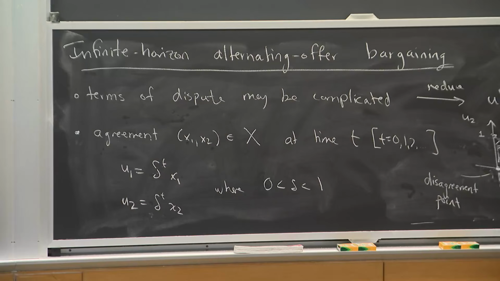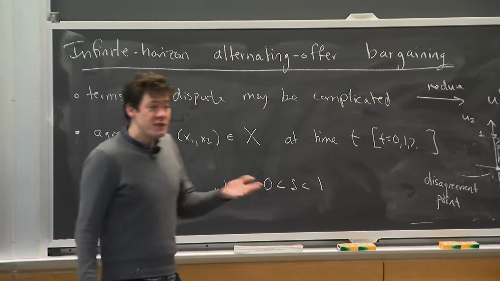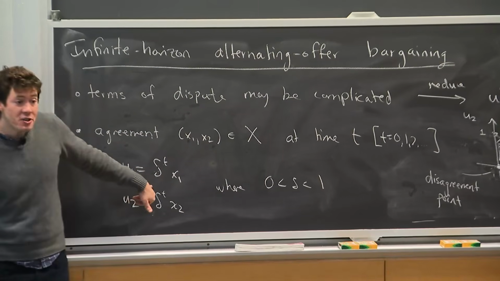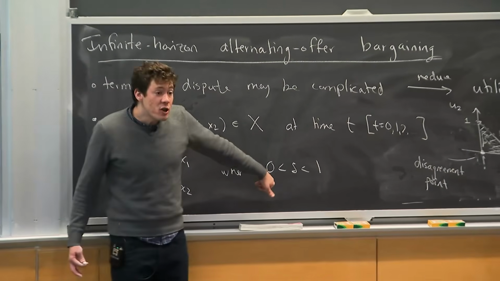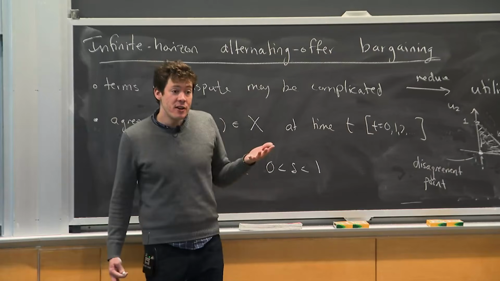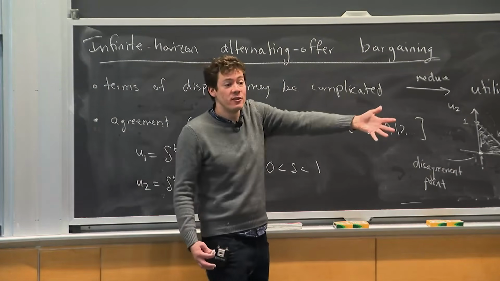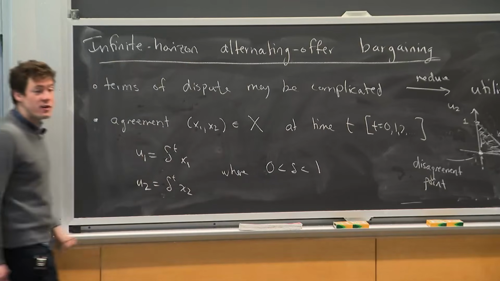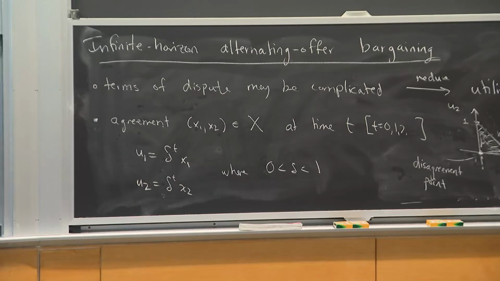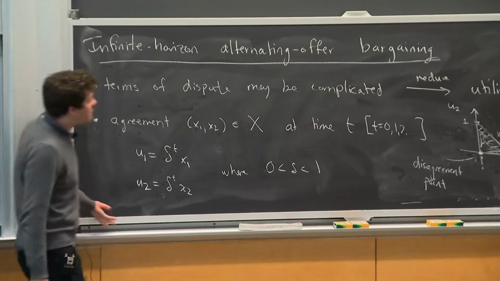What does that represent? Is that patience or impatience? That's, yeah, patience, right? If delta is close to 1, even if t is really large, it doesn't hurt us very much. If delta is close to 0, we're very impatient. And in the extreme case, if delta is 0, then basically the world ends tomorrow, and the only way we can reach a deal is if we reach a deal in the first period. OK, so this is our model.